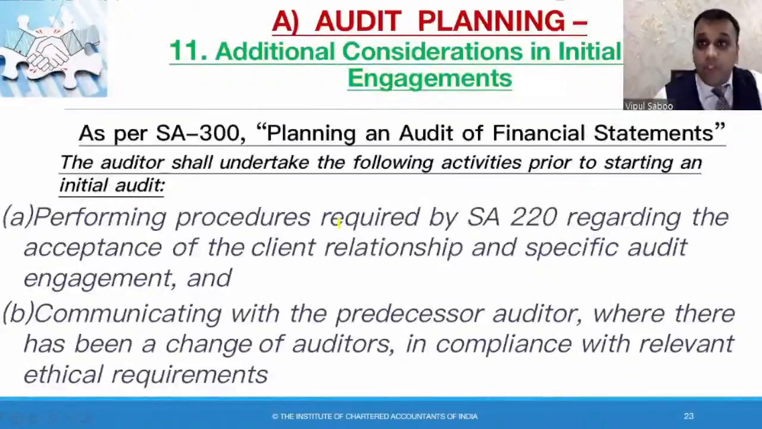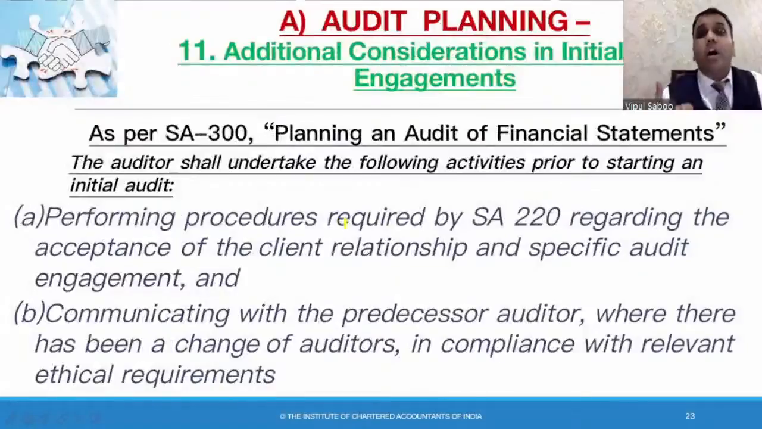Additional considerations in initial audit engagements, when we have a new audit or we are auditing any entity for the first time. What were the additional considerations as per SA 300? We had to apply SA 220 regarding the terms of engagement and communicating with the previous auditor. If the firm was being audited previously, we had to communicate with the previous auditor. It is an ethical requirement.